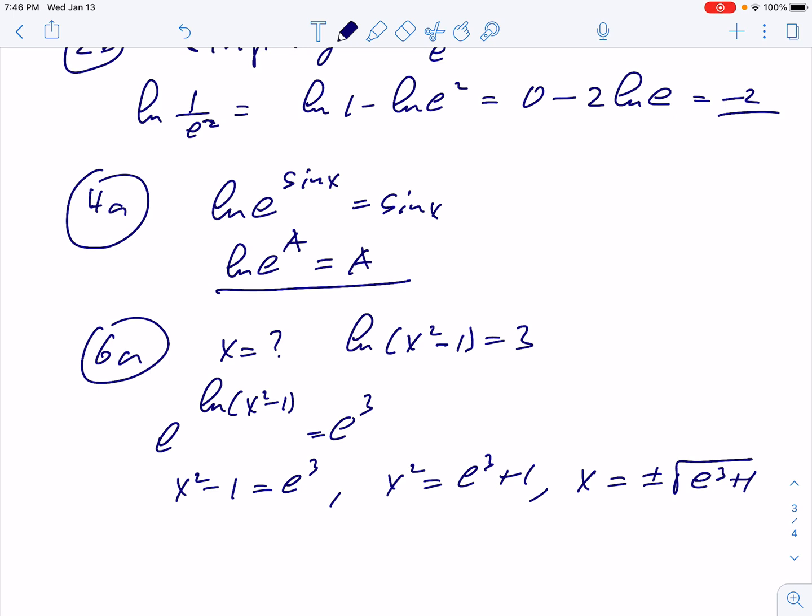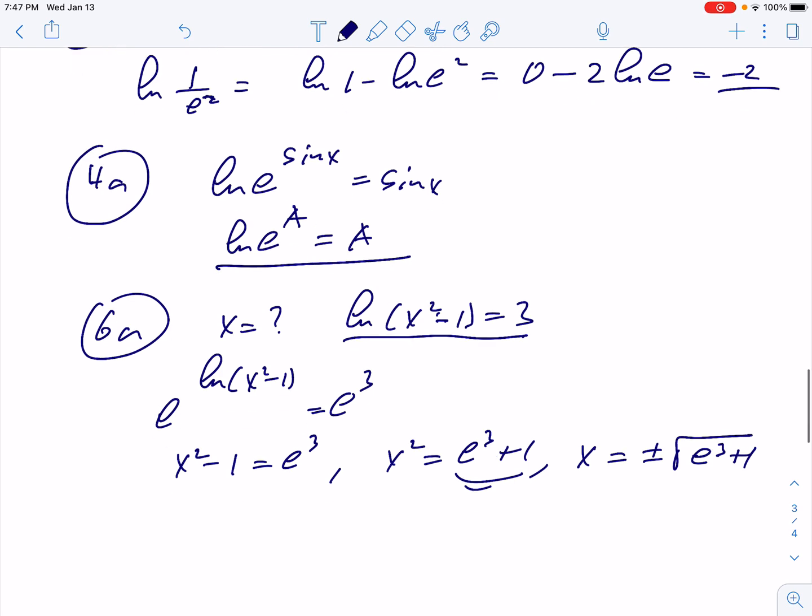Now stop for a moment. Can we take both plus and minus? Yes, we can, because in the logarithm, in the problem, x squared appears. When you take x squared it will be something positive, everything is fine. So plus minus will give you two solutions.